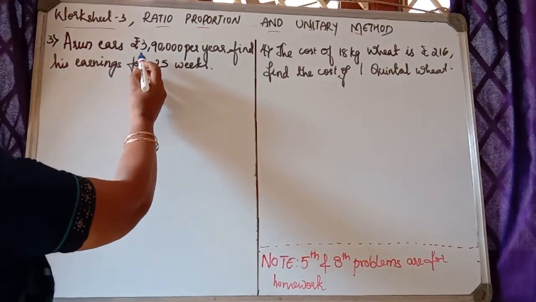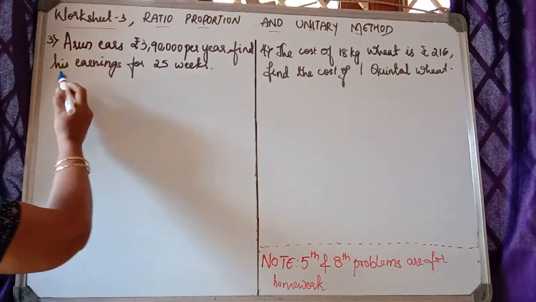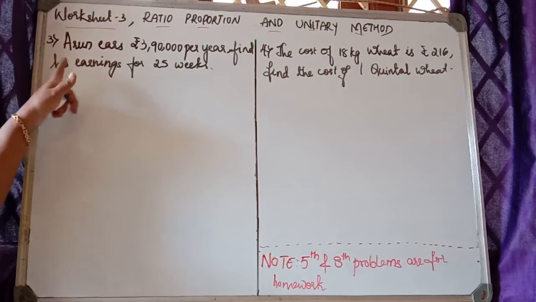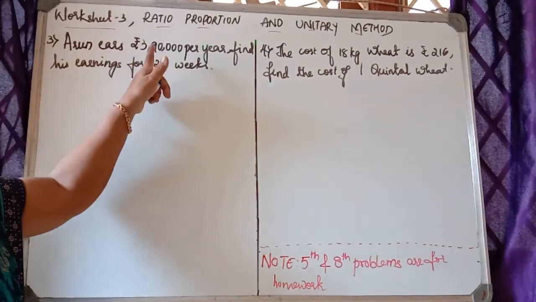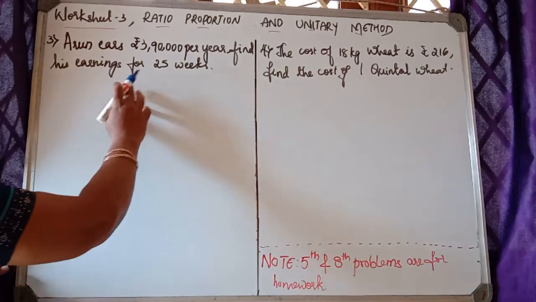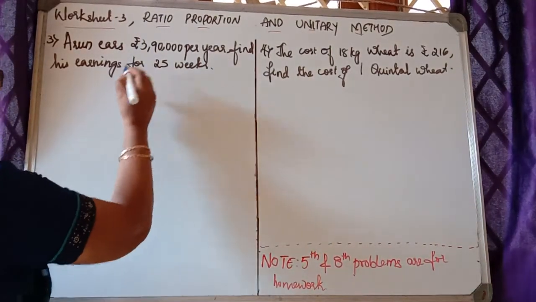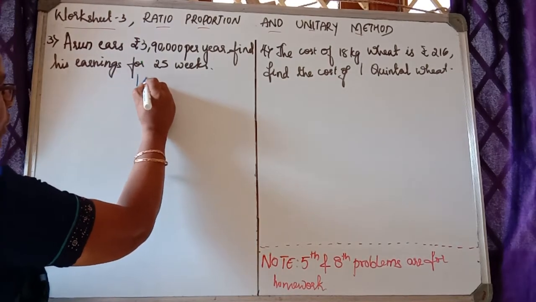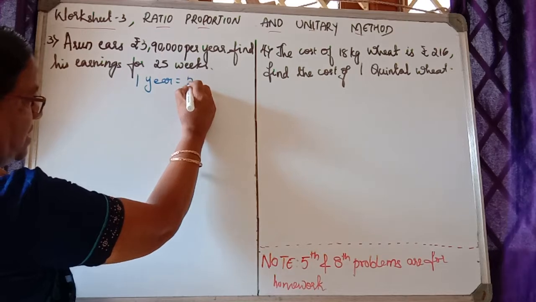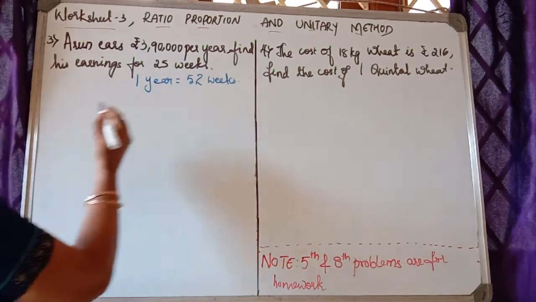Arun earns rupees 3,90,000 per year. Find his earnings for 25 weeks. What's the sum? Arun earns rupees 3,90,000 per year. Now we have to find out his earnings for 25 weeks. So first we have to know 1 year is equal to how many weeks? 52 weeks.